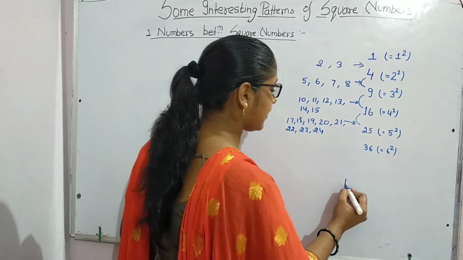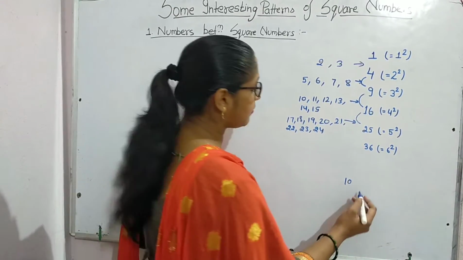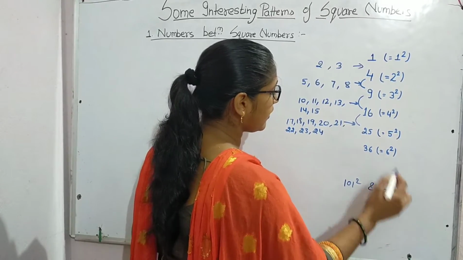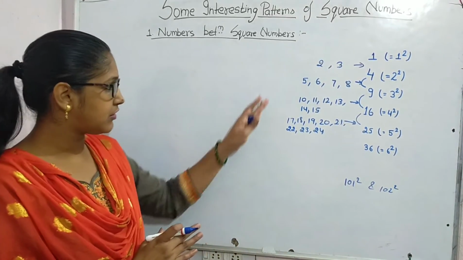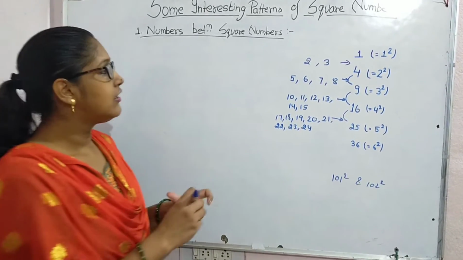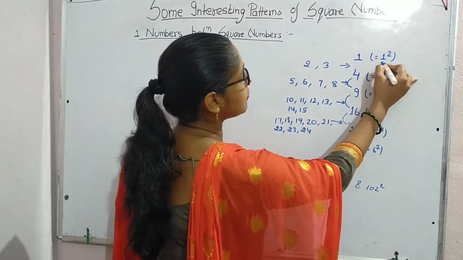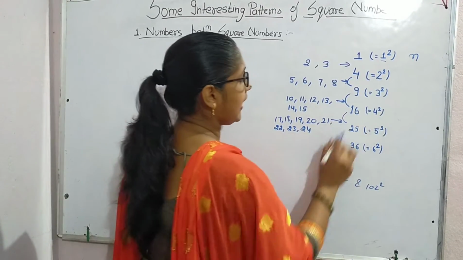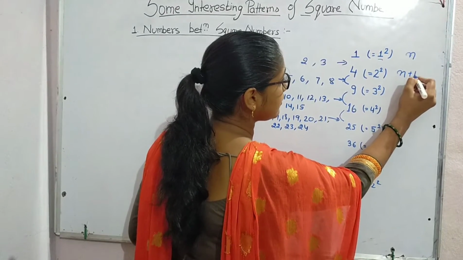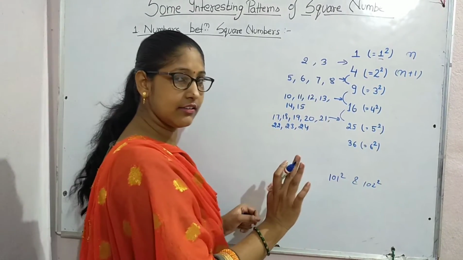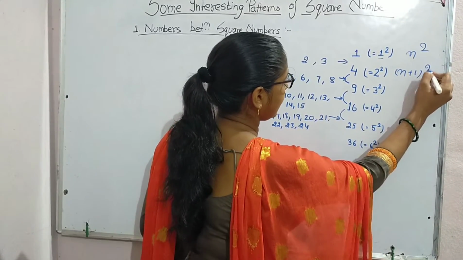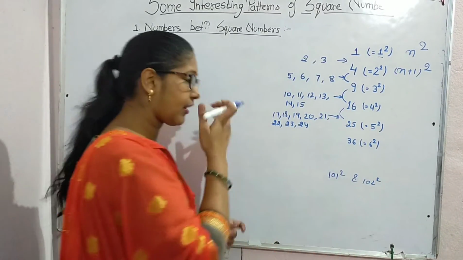Like suppose someone asks how many non-perfect square numbers are between 101 square and 102 square. Then for this, we observe this chart and generalize a formula. Suppose here we assume this one as n. Then this 2 can be written as n plus 1. Can we write it? Obviously yes. Then n square, it is n square and n plus 1 square.